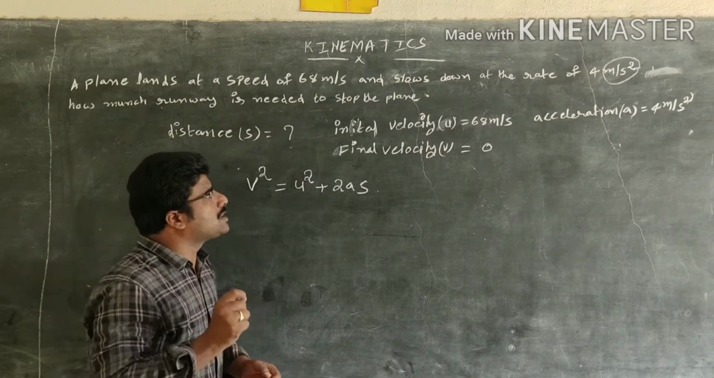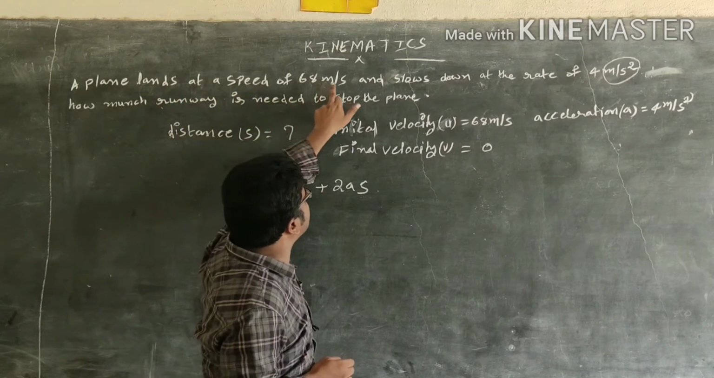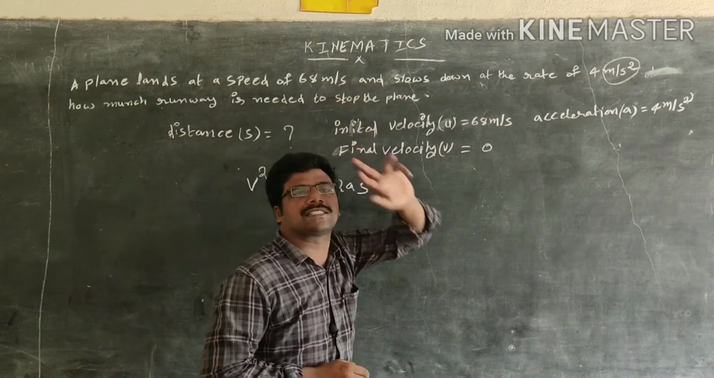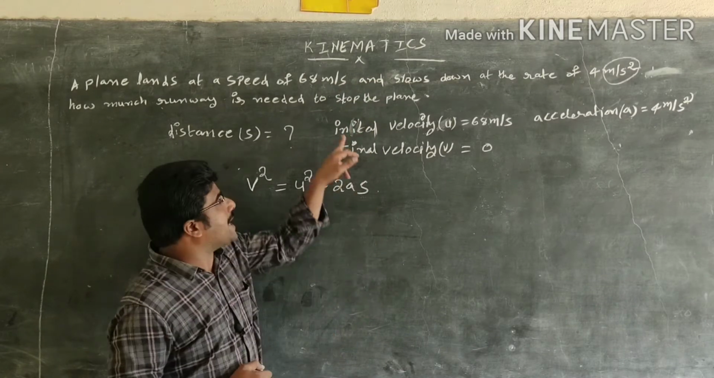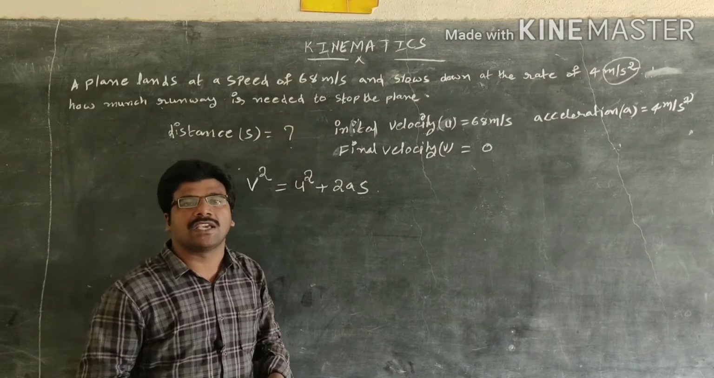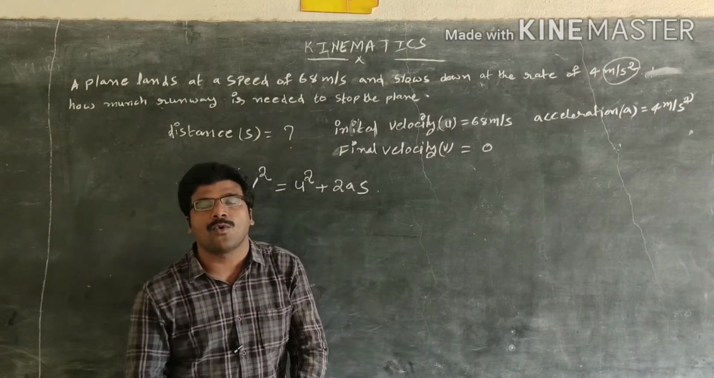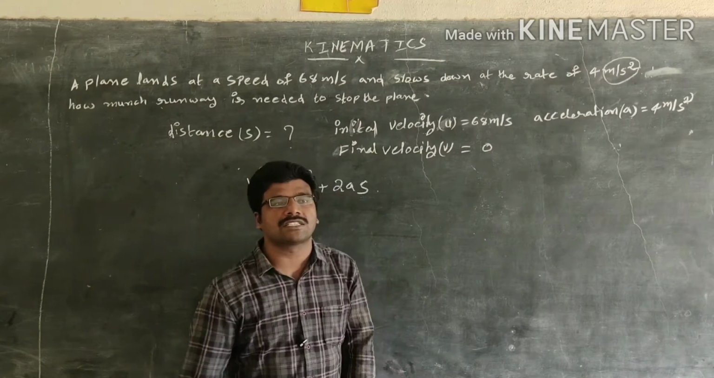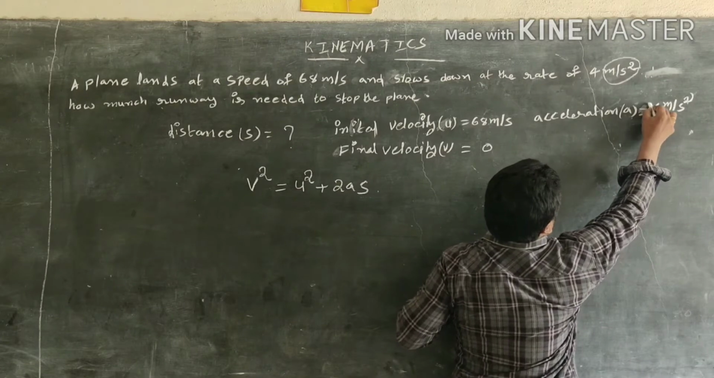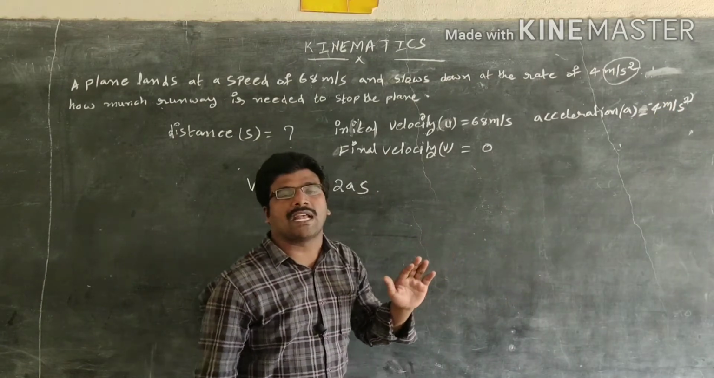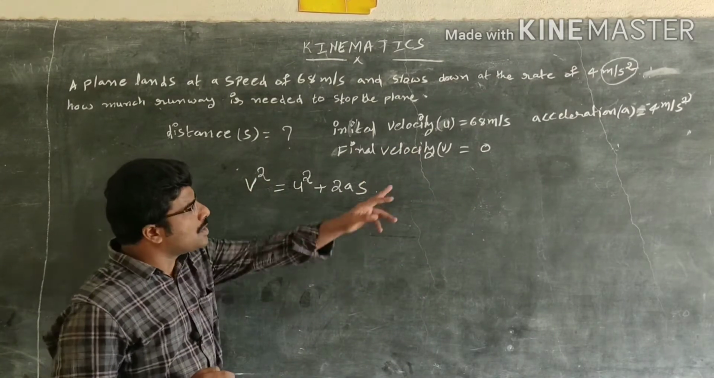Here, one more thing we want to note. A plane lands at a speed of 68 meters per second and comes to rest. Here, the velocity is slowly decreasing. When the final velocity is less than the initial velocity, what type of acceleration will it have? Negative acceleration. It is also known as retardation. So, minus 4. Why have we written minus 4? Because the final velocity is less than the initial velocity. So, retardation, so minus 4.